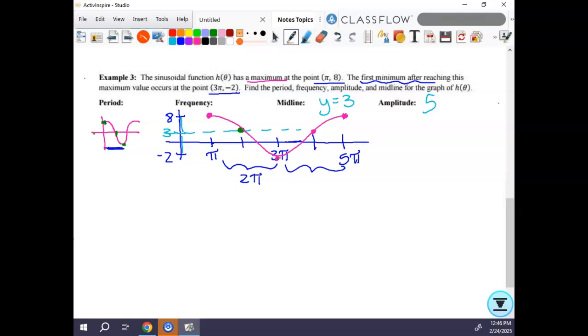So now that I have that, I can find the period. I started at pi and ended at 5 pi. What's the distance there? 4 pi. So then what's the frequency? 1 over 4 pi. All right. What questions you got?